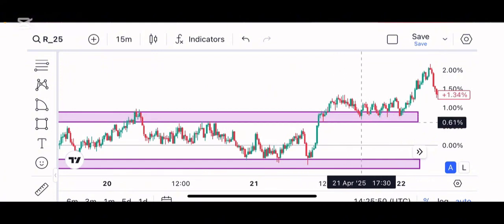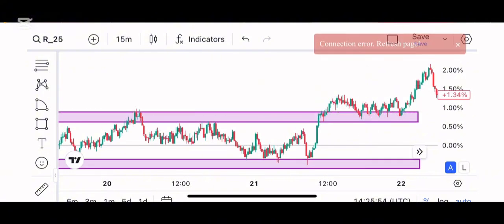This thing you see here has to be measured to be called a retest. How do you measure it? Now I'm giving you guys the way I trade the market, and I'm telling you for free, right?